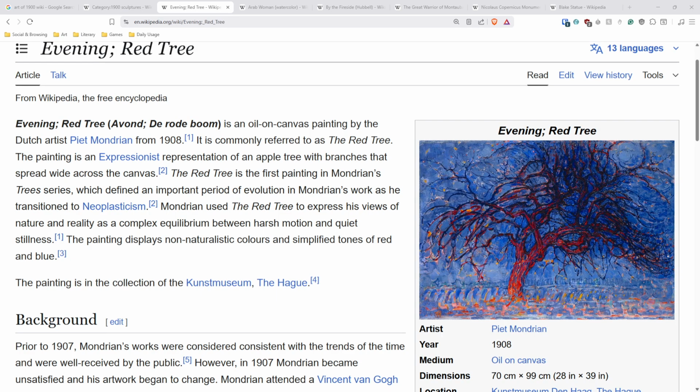The Red Tree is the first painting in Mondrian's tree series, which defined an important period of evolution in Mondrian's work. As he transitioned to neoclassicism, Mondrian used the Red Tree to express his views of nature and reality as a complex equilibrium between harsh motion and quiet stillness. The painting displays non-naturalistic colors and simplified tones of red and blue. The painting is in the collection of the Kunstmuseum, The Hague.